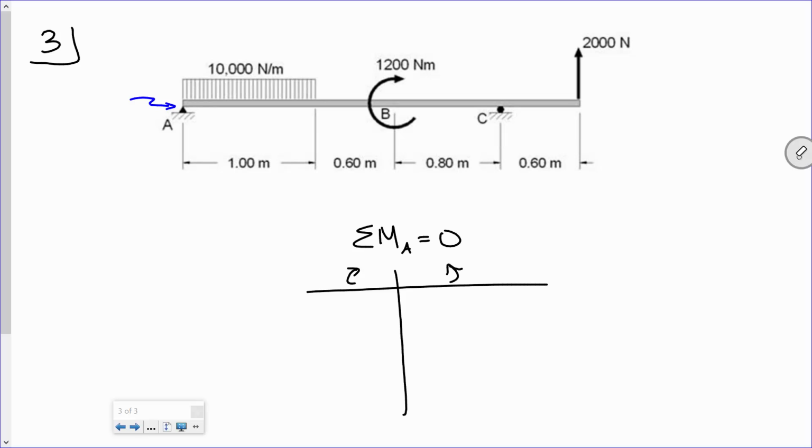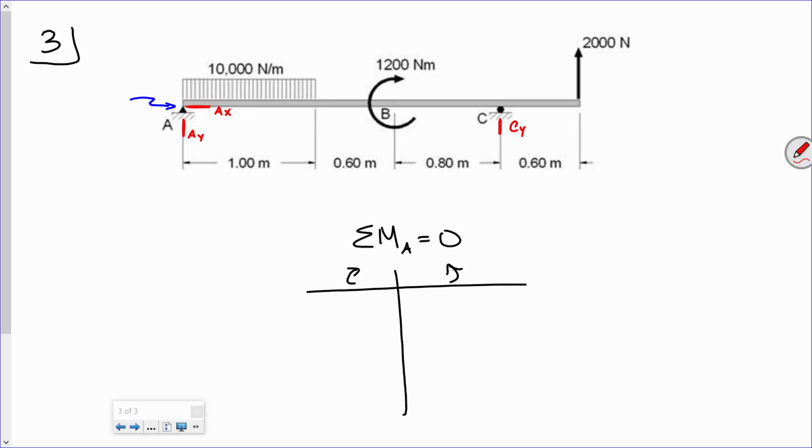Now before I do that though, I want to indicate a couple things. Number one, this is a hinge over here on the left. It's A, so that means I have a vertical reaction and a horizontal reaction, right? So we'll call these AY and AX. Now, this one here has a vertical reaction as well. We'll call that CY. That's what we're after, right?